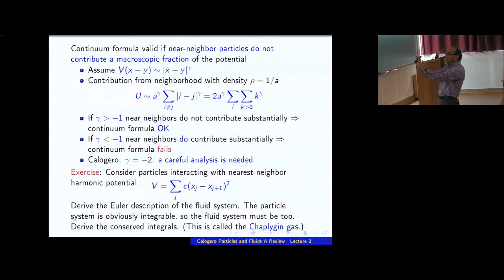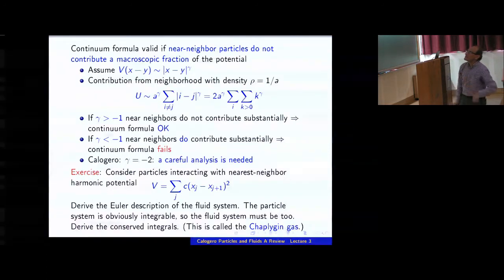What if, when these regions go near each other, their contribution increases so that the contribution from a small region around them becomes a sizable fraction of the total? Let's see when that would happen. Assume that v of x minus y has a power law at coincident points. I don't know what happens when they're far away. I'm interested to see what happens when x goes close to y. So assume that it has this power law, and I would like to see what the contribution of nearby particles is to the total potential.